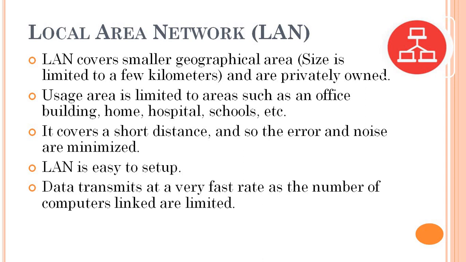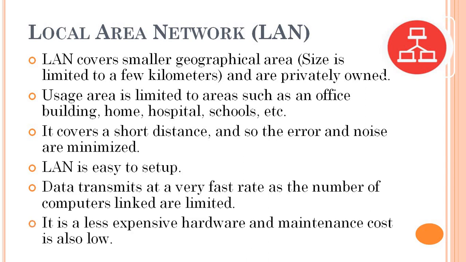Data transmits at a very fast rate as the number of computers linked is limited. So the machines which are present in the network are fewer and hence the data can transmit very fast. It is less expensive hardware and maintenance cost is also low. The area is small, the machines are fewer. That is why maintenance cost and the initial setup expenses for the hardware are less. So this is about the first network, LAN.